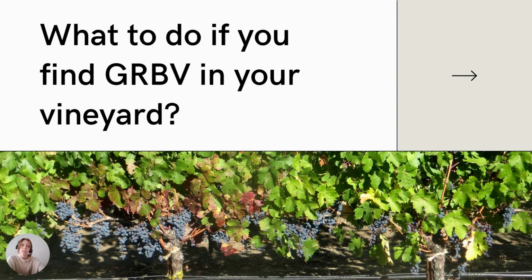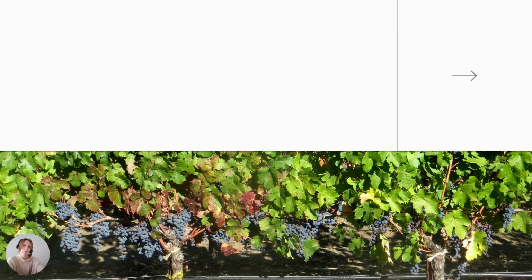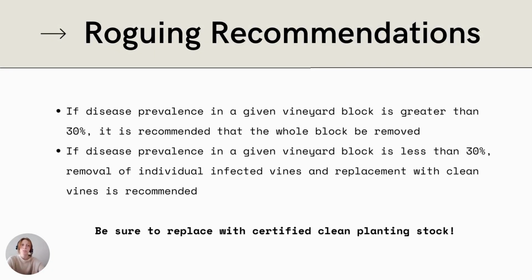Say you've run testing and you realize that you have GRBV in your vineyard. What is your next step? We recommend utilizing the roguing strategy. What this means is that if your disease prevalence in a given vineyard block is greater than 30%, we recommend that you remove that whole block. If the disease prevalence is less than 30% in that individual block, removal of specific infected vines and replacement with clean vines is recommended. Anytime you're replacing a vine, please remember to use certified clean planting stock.